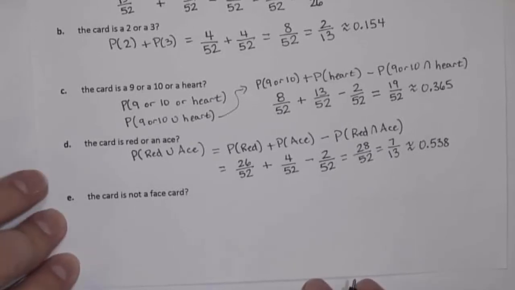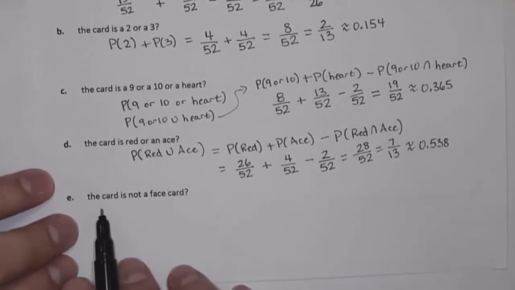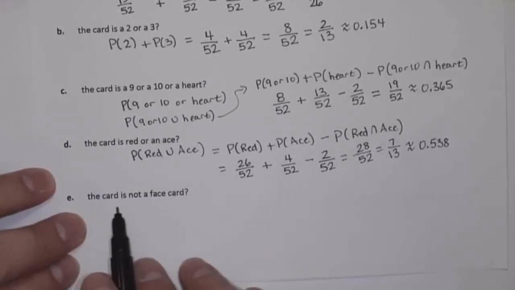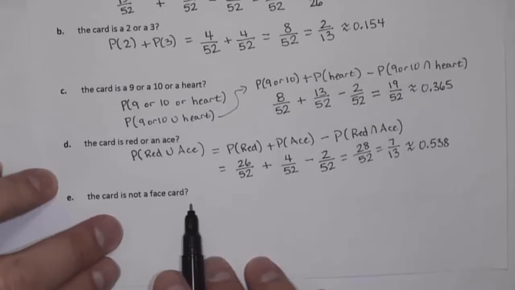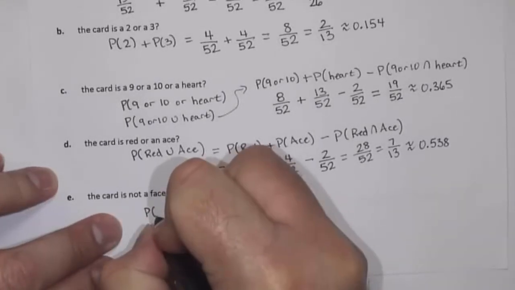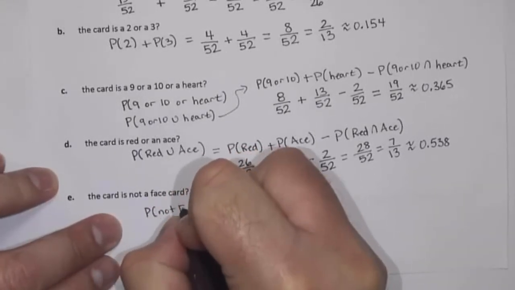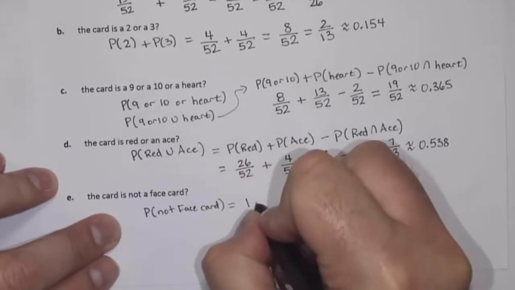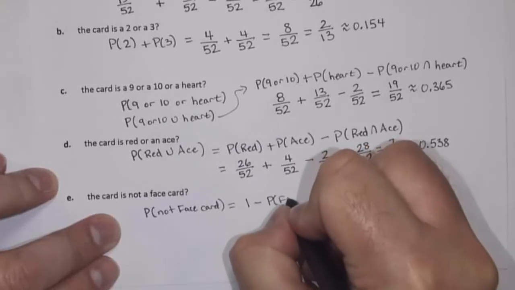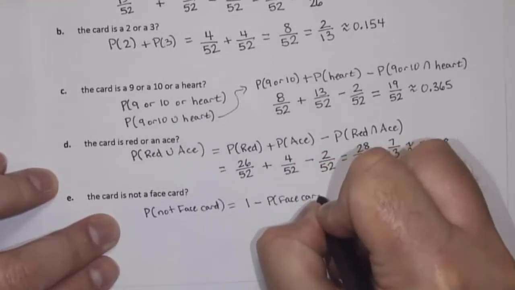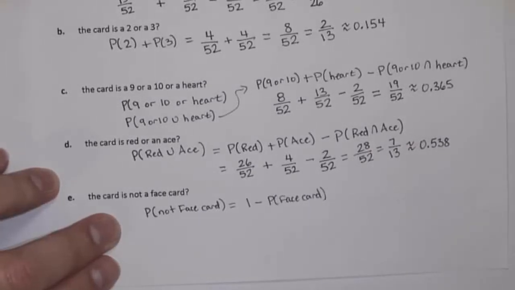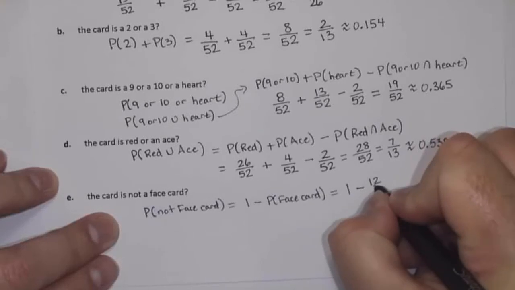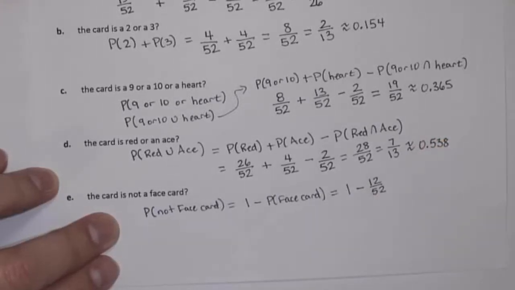Last but not least, our last question here for this example, what is the probability the card is not a face card? So this is back to the idea of the complement. So the probability of not being a face card is going to equal 1 minus the probability of being a face card. And we said there are 12 face cards, so this would be 1 minus 12 out of 52.